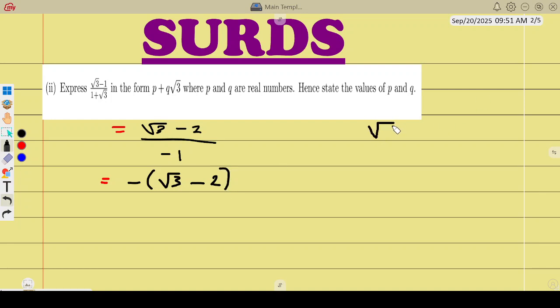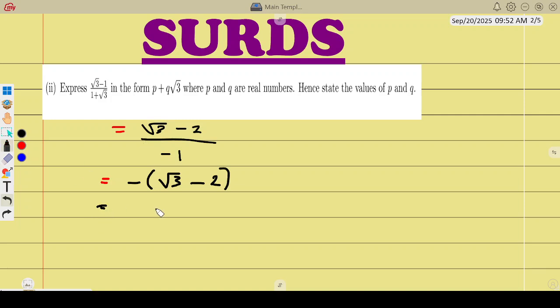Yeah, so you know very well that if we had something like this, root 3 minus 2 over 1, we can just ignore the 1. Now it becomes like this. But here we have a negative, so the negative can't just go away like it didn't exist. So the negative comes here in front.